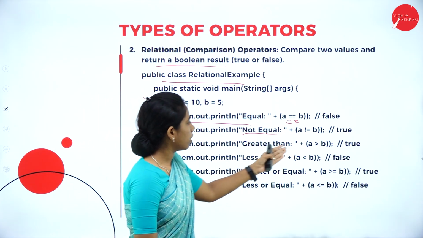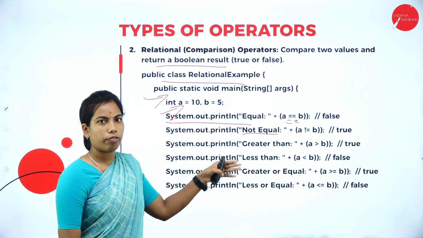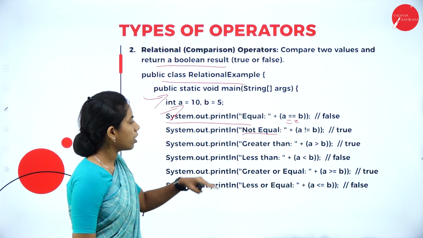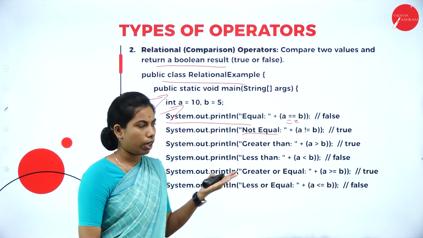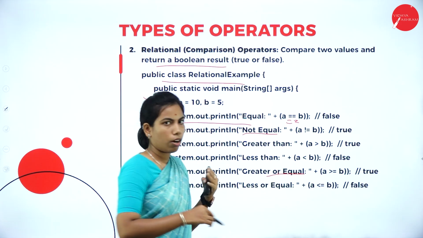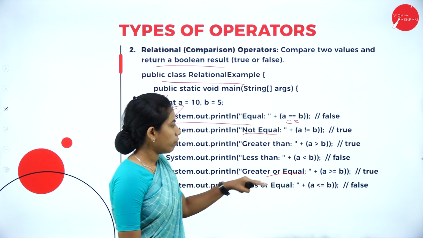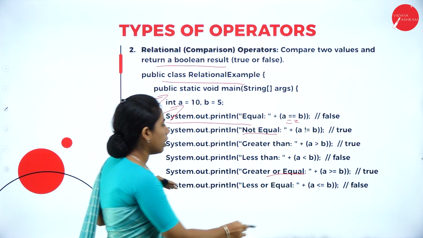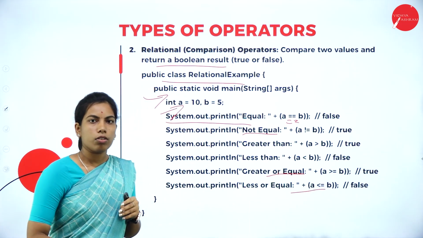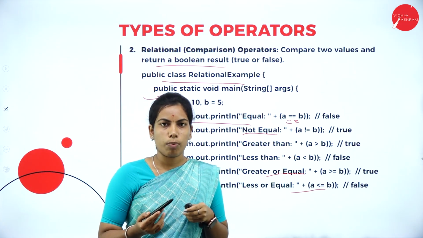And coming to A greater than B. Yes, 10 is greater than 5. And A less than B is false. Why? Because 10 is greater than B, not less than B, right? And also the greater than or equal to. So yes, why? Because 10 is greater than or equal to 5. And also the less than or equal to, it is false. So this is how you have to use a relational operator.